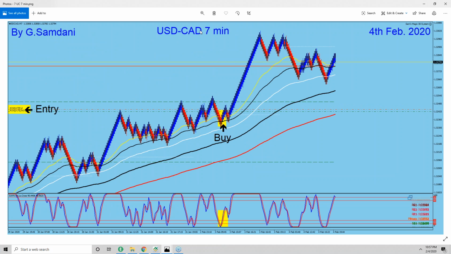USD CAD is going up, because CAD, on the right hand side, was weak, and look here. This was the entry. This was the entry. This was the entry. All of these are entries, and it went up. So this is it for now.